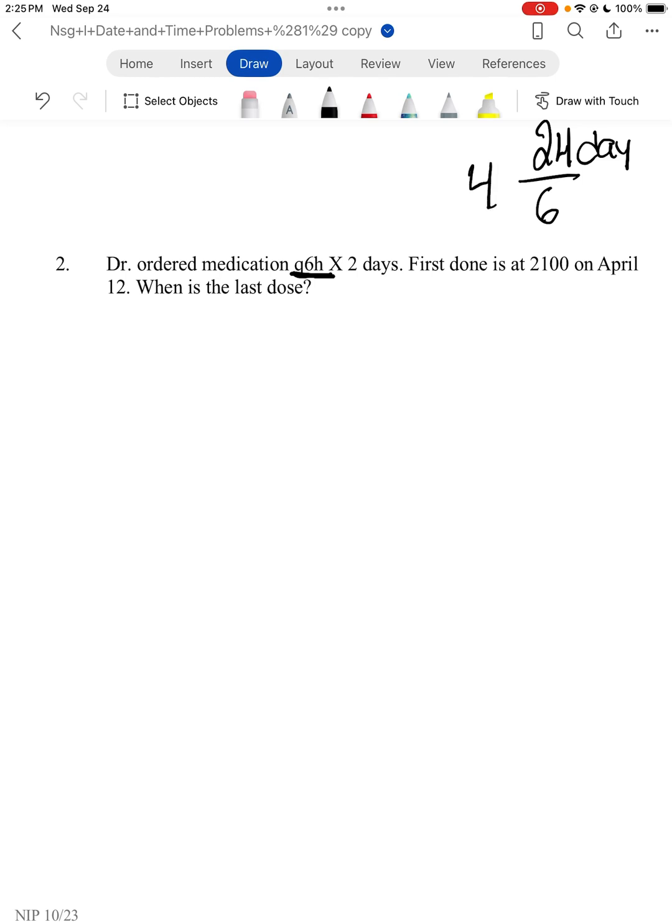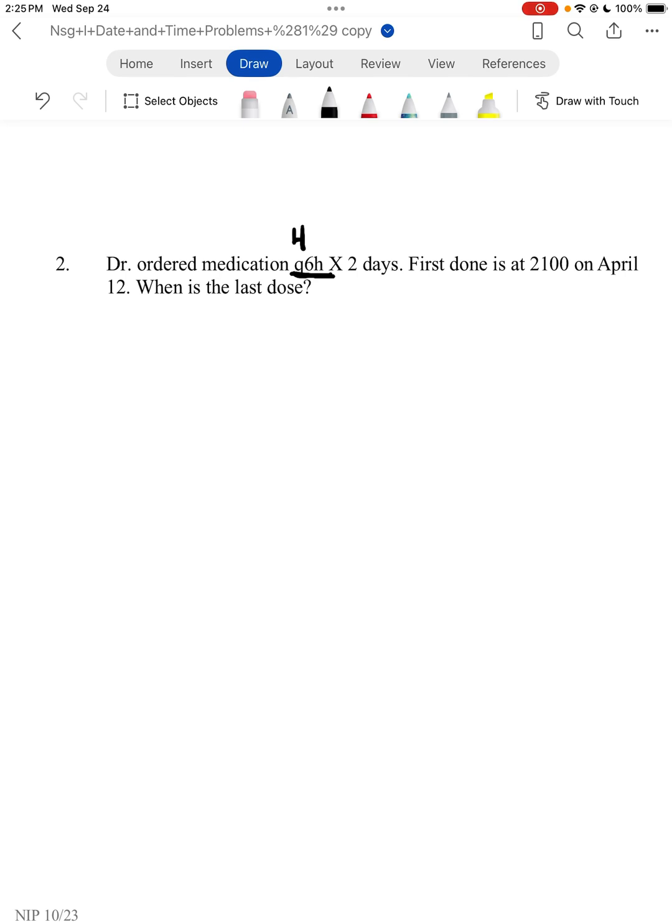An easier way to remember it, you can do 6 plus 6, that's 12. Another 6 plus 6, that's 12. 12 plus 12, that's 24. That is for my people who don't really get math. Okay, so we know there's 4 times we're going to give the dose.